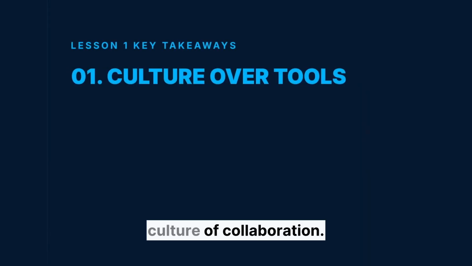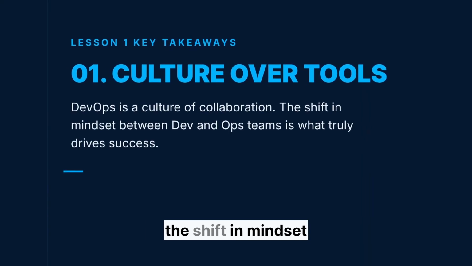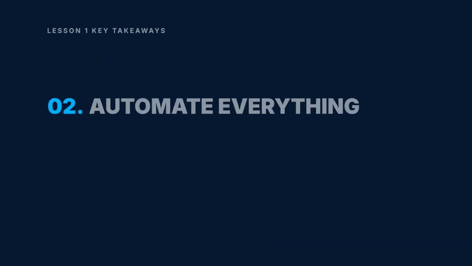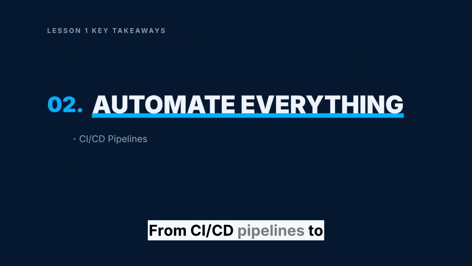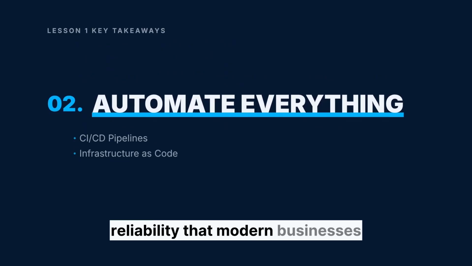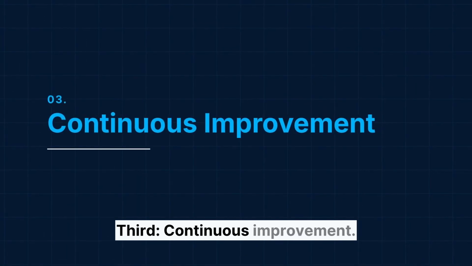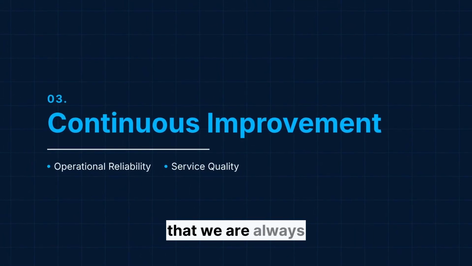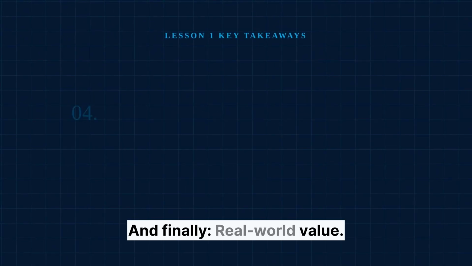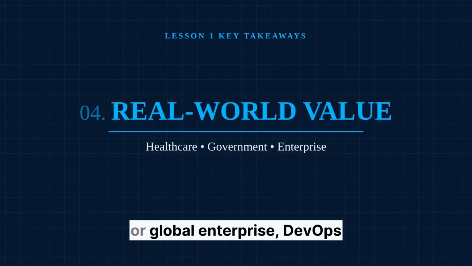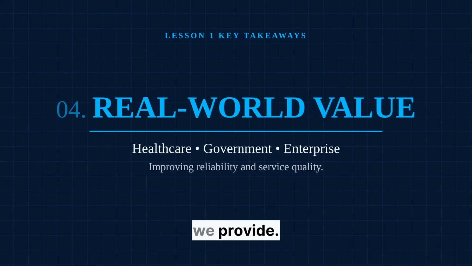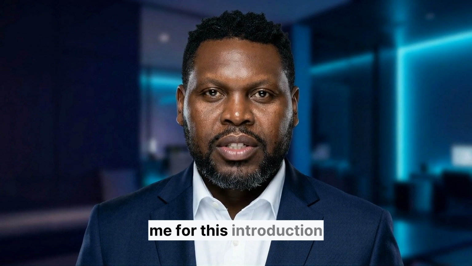First, DevOps is a culture of collaboration. Tools are important, but the shift in mindset between dev and ops teams is what truly drives success. Second, automation is the engine. From CI/CD pipelines to infrastructure as code, automation enables the speed and reliability that modern businesses demand. Third, continuous improvement. The feedback loop ensures that we are always learning from our systems and our users to build better, safer, and faster software. And finally, real-world value. Whether in healthcare, government, or global enterprise, DevOps improves operational reliability and the quality of services we provide.